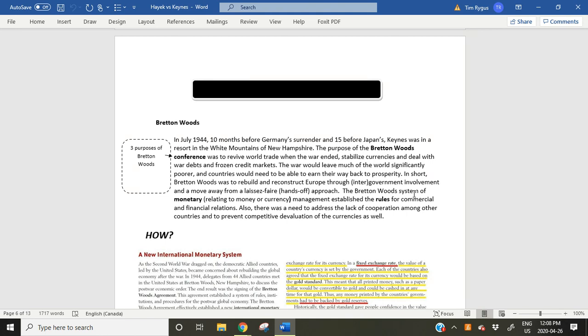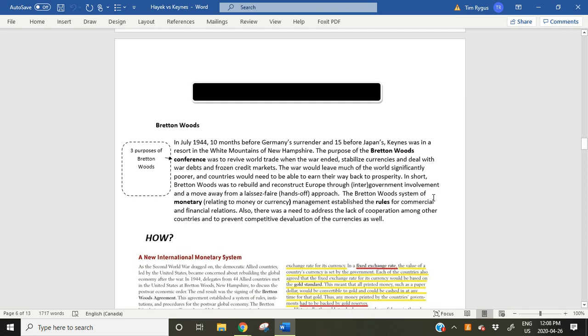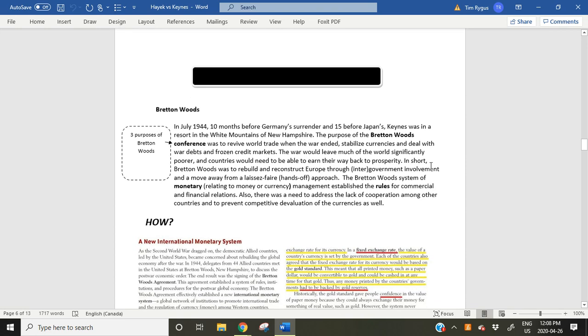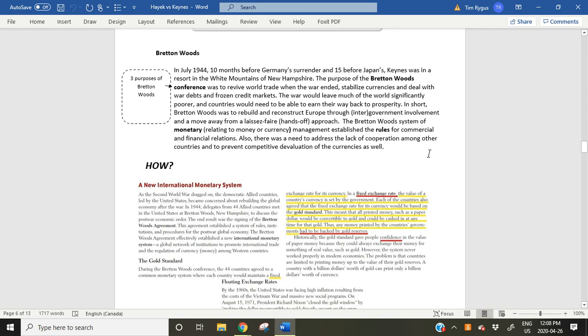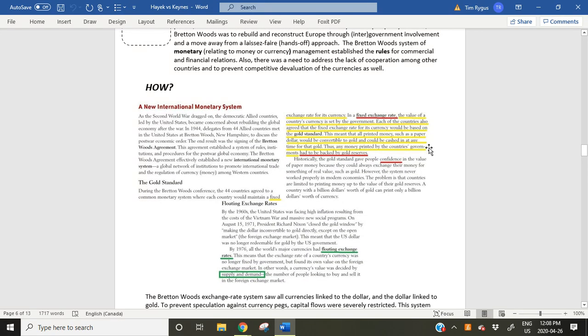This was a move away from the laissez-faire or the hands-off approach. The Bretton Woods system of monetary management established the rules for commercial and financial relations. There's also a need to address the lack of cooperation among other countries and to prevent competitive devaluation of the currencies as well. So, how are they going to do this? Well, they have to build a new international monetary system. So after Bretton Woods, and they have their three goals, they come up with an idea for procedures for the post war global economy. They establish a new international monetary system.